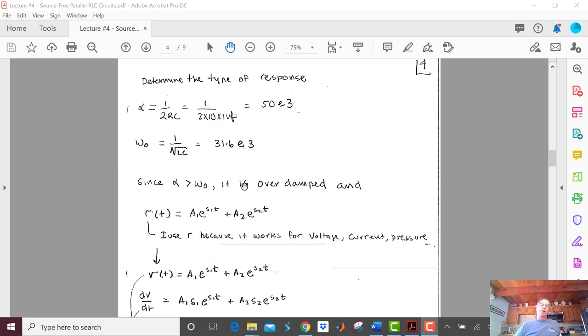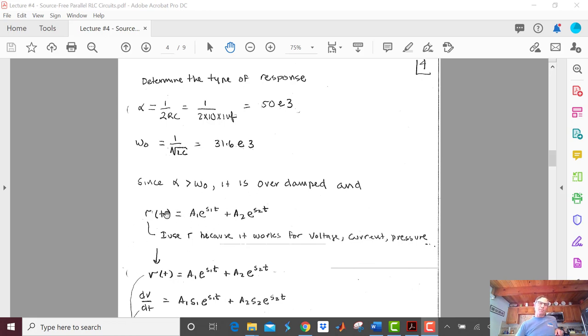Now, once I know that it's overdamped, I'm going to write my equation for the response. I could say that v of t, because that's what we're looking for, is going to be A1 e to the S1 t plus A2 e to the S2 t. But I used R because I like to remind you guys, R doesn't stand for remind, it stands for response, that the response for any overdamped circuit is going to look like this. And by response, it could be a current, it could be a voltage, it could be a pressure, it could be all kinds of fun stuff. It could be the position of the back of the car when I push down and watch the shock absorbers equalize.